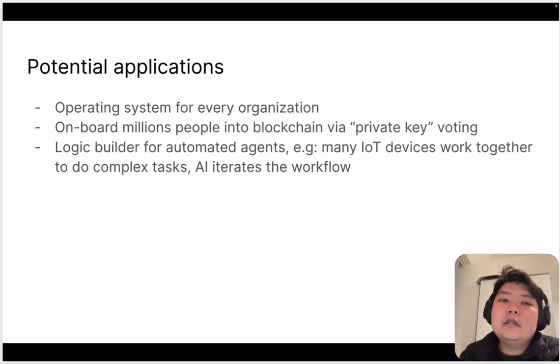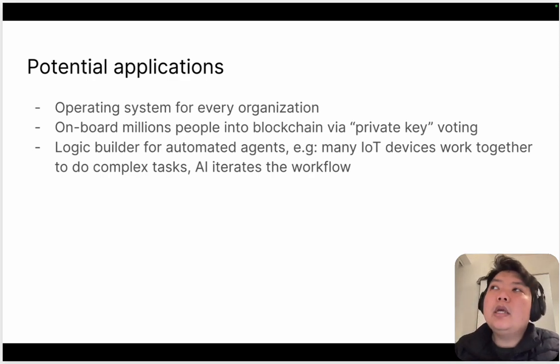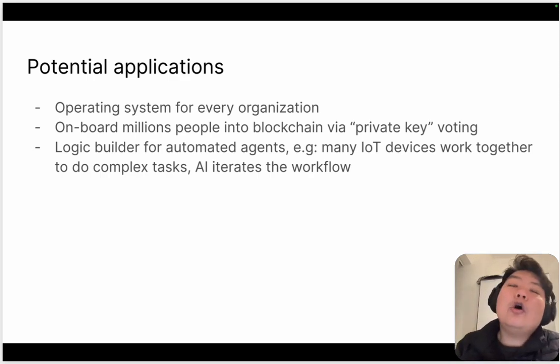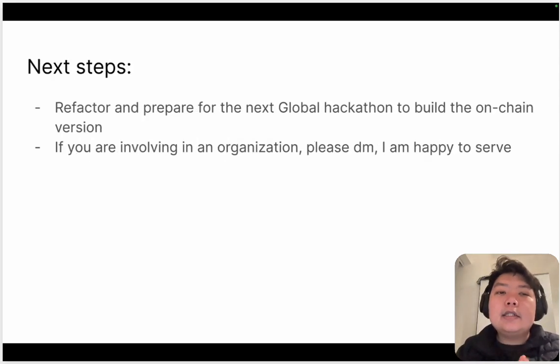Another potential application is that this can be a logic builder for automated agents. For example, the one that makes the decision can be a sensor in the field or in a workshop, maybe somewhere else, and those automated agents can work together to do complex tasks. And maybe the AI can be in here to iterate the workflow, change it and optimize it to reach an optimum result. Next step for me is that I will refactor and prepare this app for the next global hackathon and build the on-chain version.